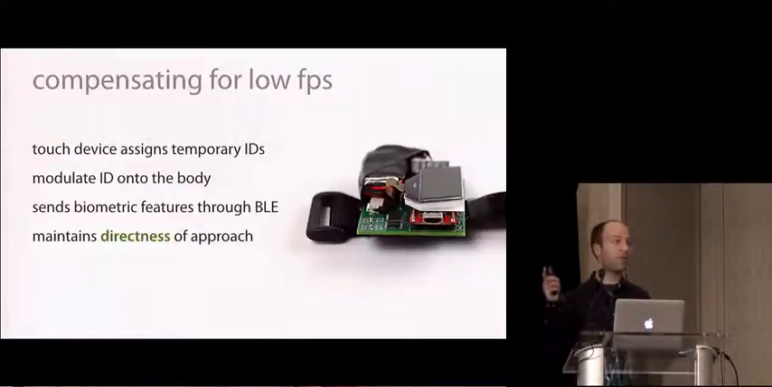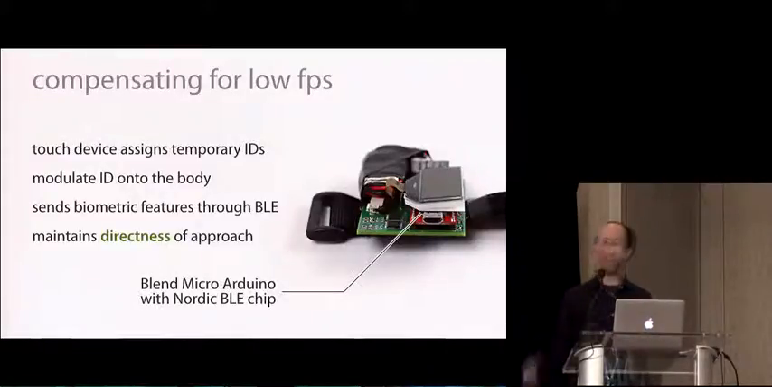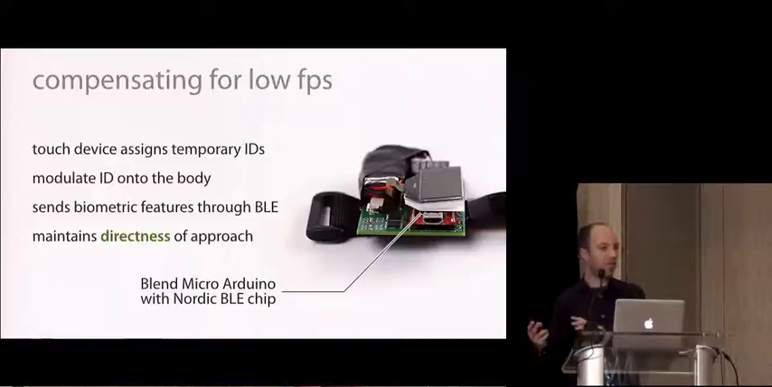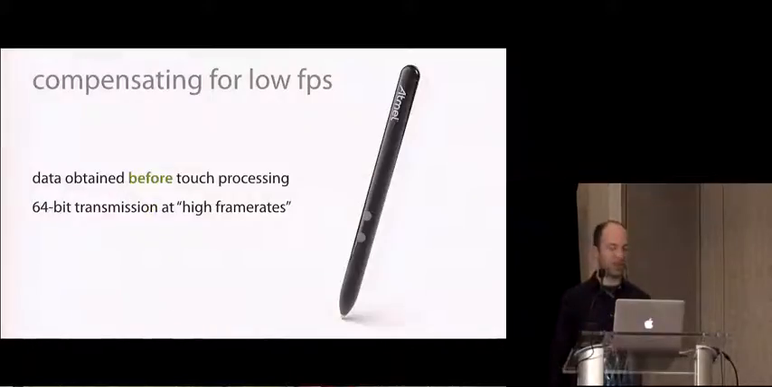So what we're doing to compensate for this is we have a Bluetooth chip on the device that sends the biometric features to the touch device. Each touch device assigns BioAmps within range an ID, and then that ID is modulated onto the user's body such that the touch device can associate that ID with the biometric features, identify the user, and then associate the user's identity with each event. So not optimal, but there's hope.